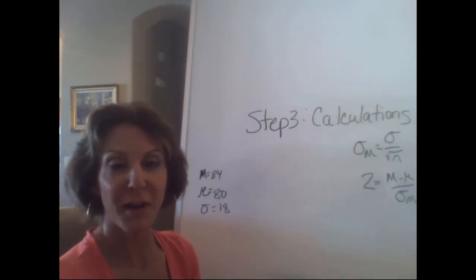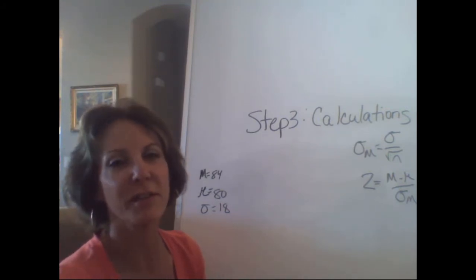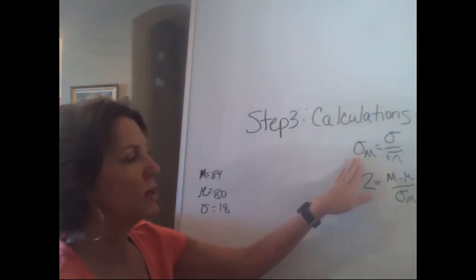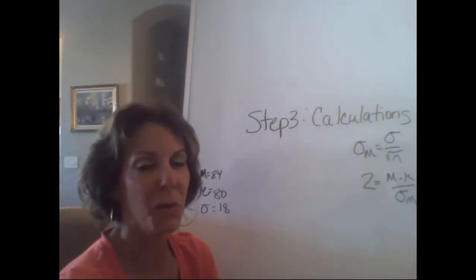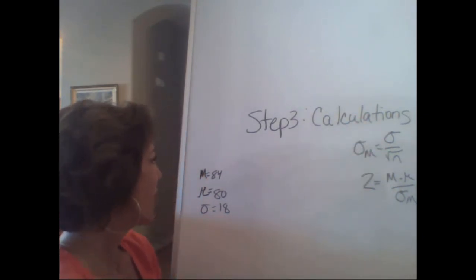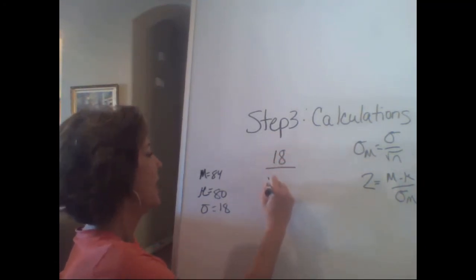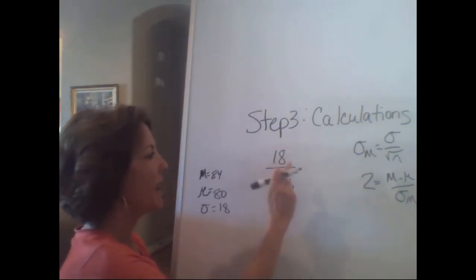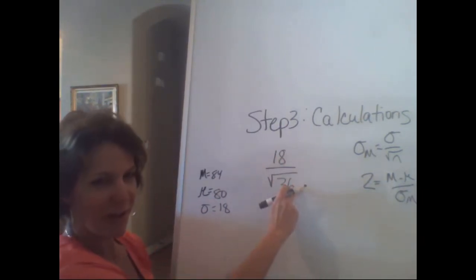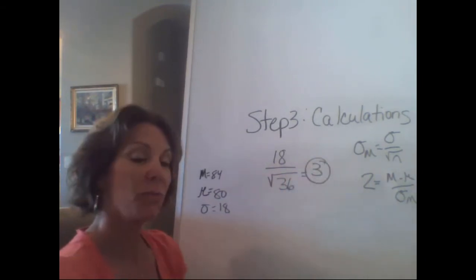Okay, so now we're going to do our calculations. The very first thing that we're going to need to do is find out the standard error. And as a reminder, here's the formula for our standard error. It's the standard deviation divided by the square root of n. So for us, that means we had 18 as our standard deviation, and we had 36 participants. So we have 18 essentially being divided by 6. So our standard error is going to be 3.